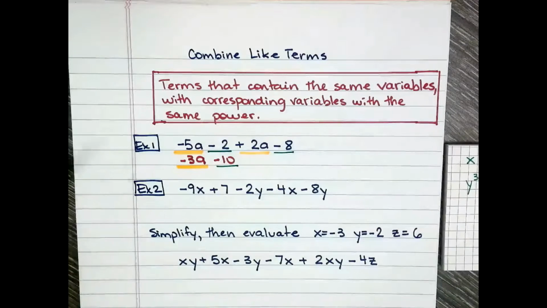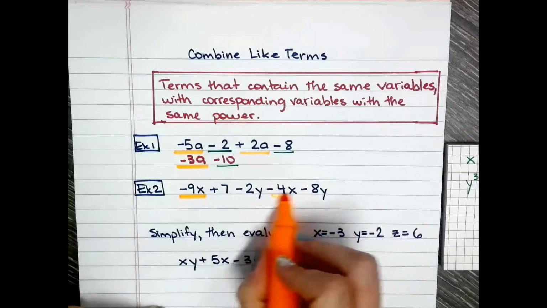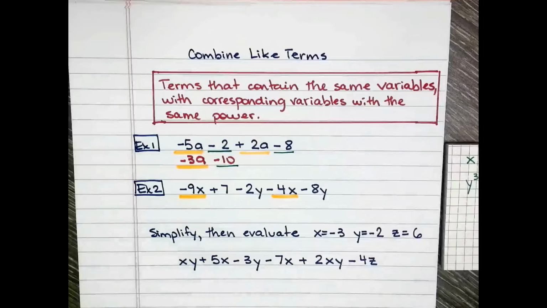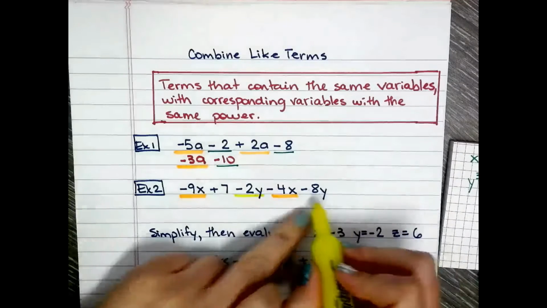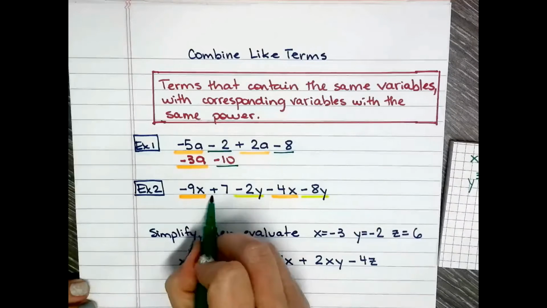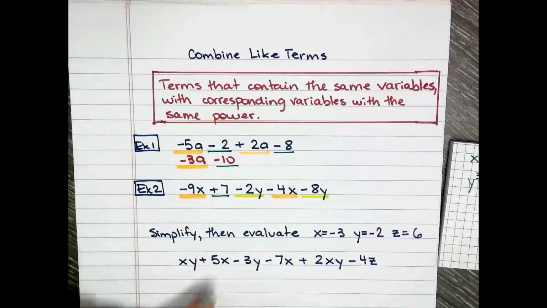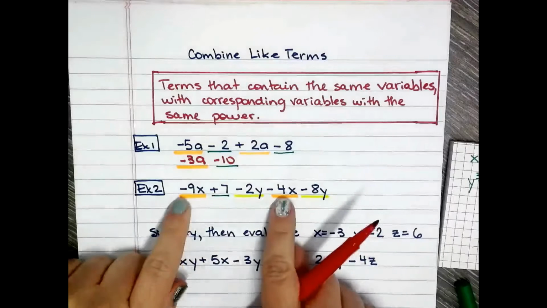Now let's step up the game here. So here I have x, and I also have x right here. So these two are like terms. I also have y and y. These are like terms. And I have only one constant, so I cannot combine this one with anybody. So when you combine, you add.